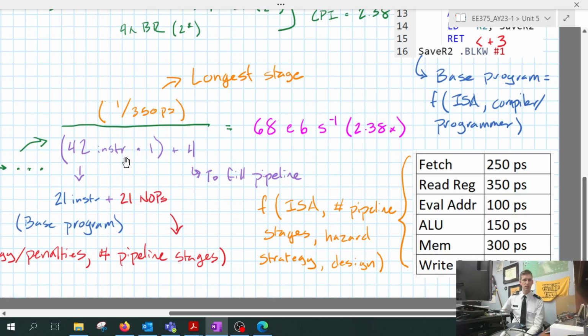In order to compute the number of cycles that it takes to execute my program, I have to first account for the 4 clock cycles it takes to fill my pipeline. And then after that, I should get one instruction on every clock cycle, except in the case where I have hazards.